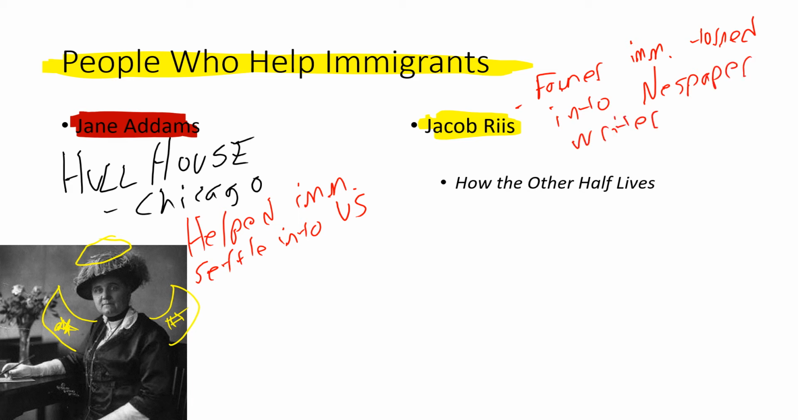And Jacob Riis grew up living this life that immigrants had to. He knew their struggle. He knew how bad it was. And so Jacob Riis decides to go and document this. And during this time period, immigrants lived in what are called tenements.